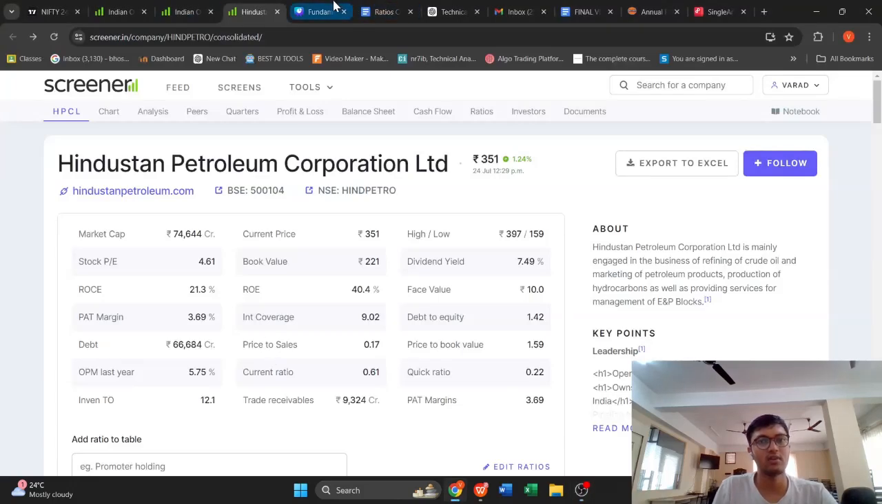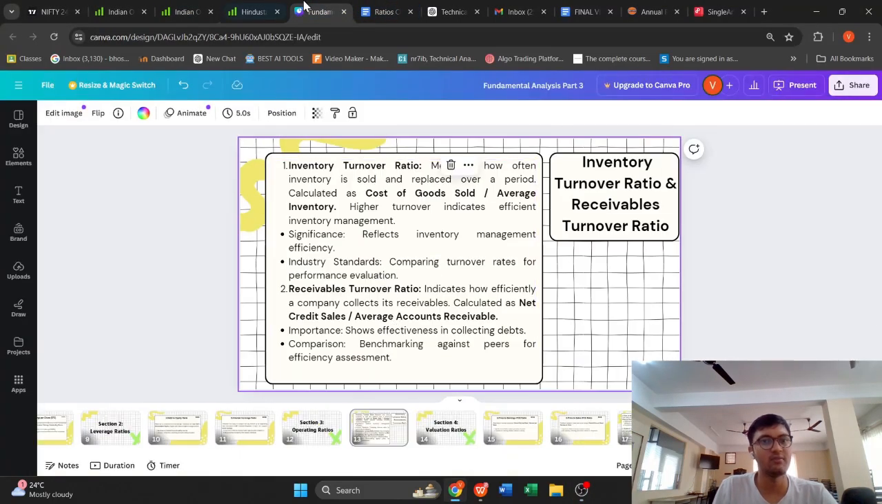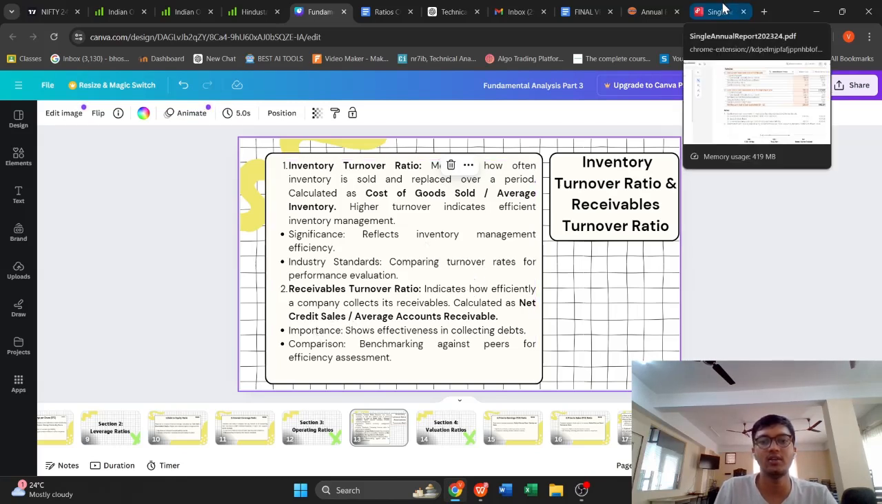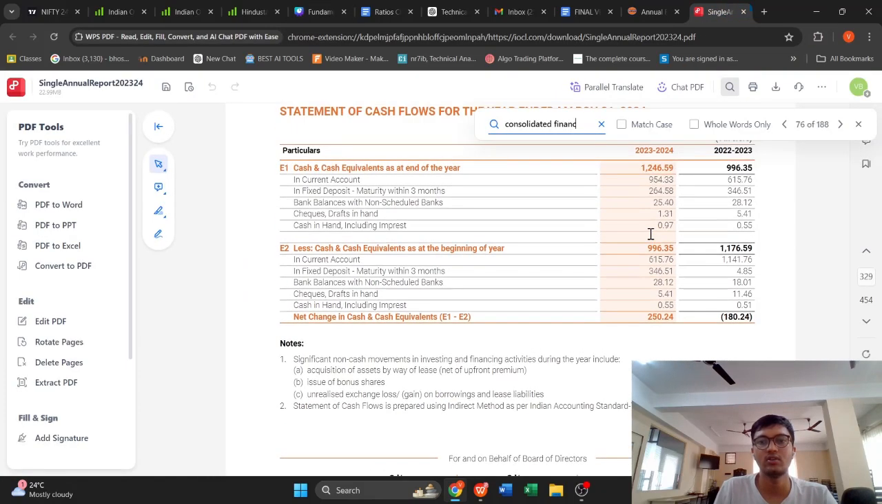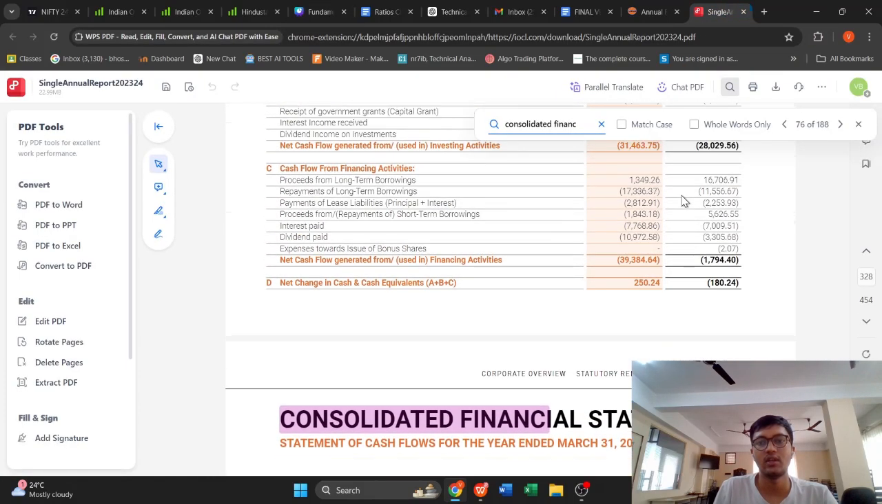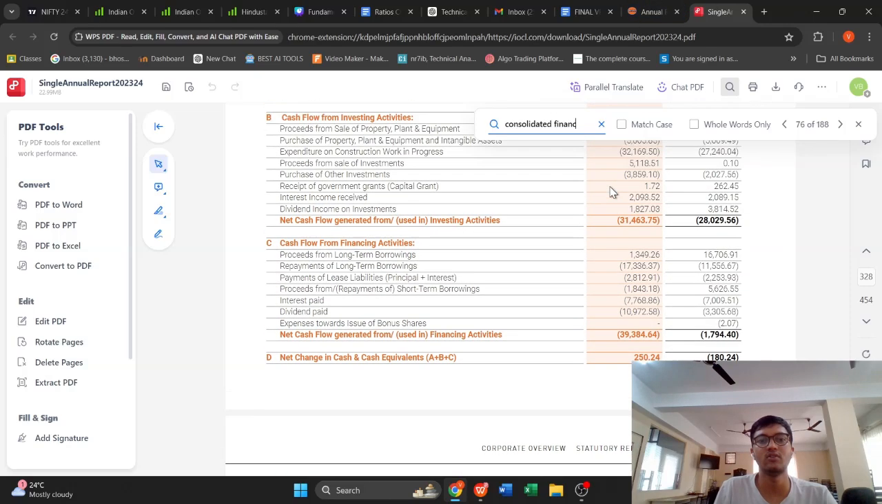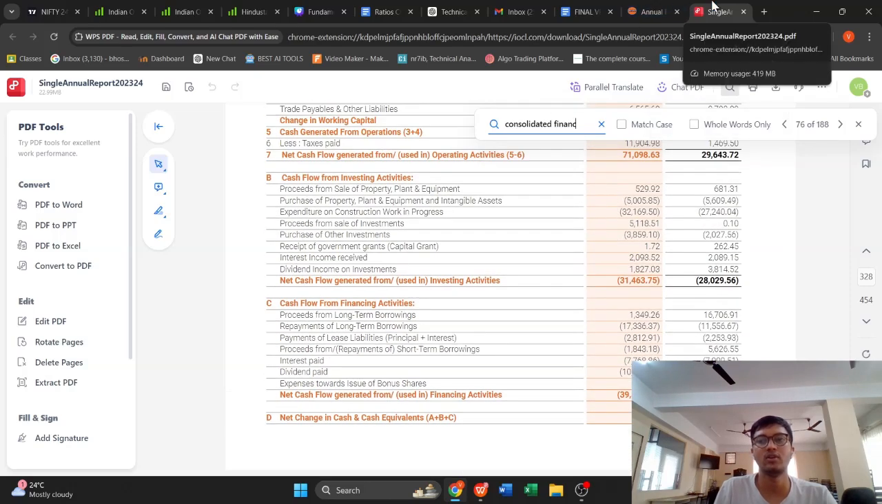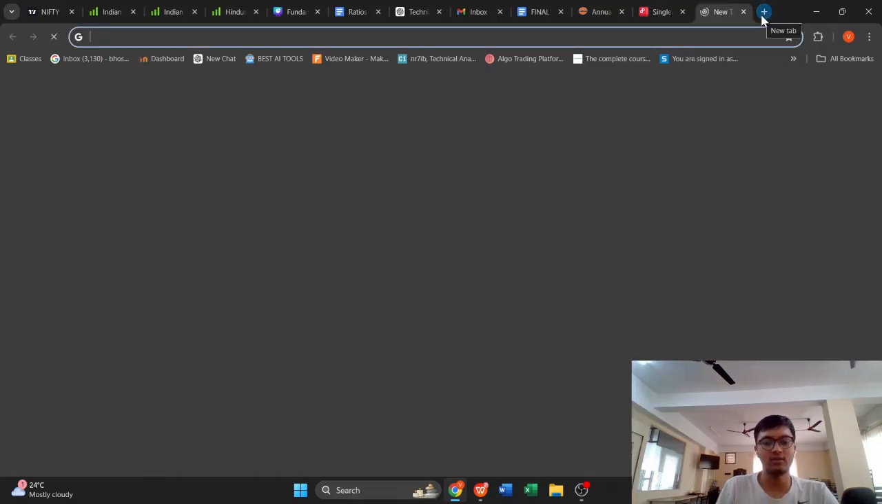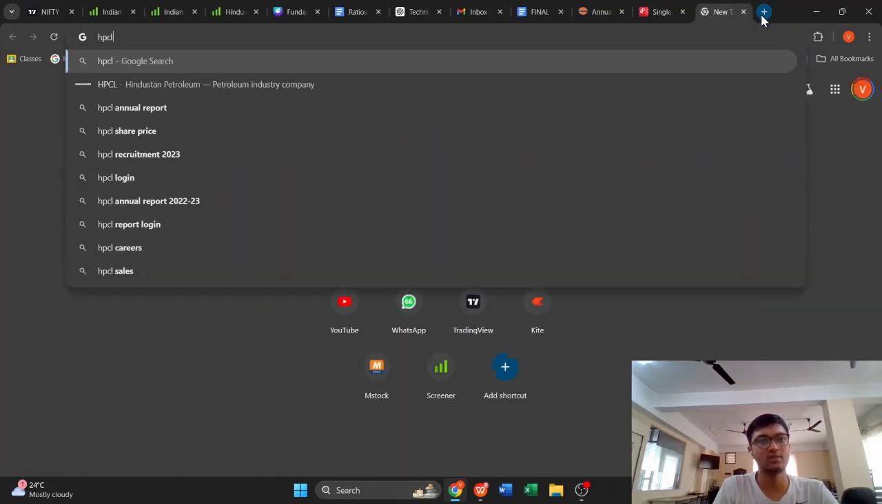Let me look again at the receivable turnover ratio. Actually, in Screener you won't be able to do it. Let's go to the company's balance sheet and try to calculate it from there. The receivable turnover ratio is the net credit sales the company has made divided by the average account receivables. This is the balance sheet of IOCL. I just opened it before this lecture. And let me see HPCL's annual report.